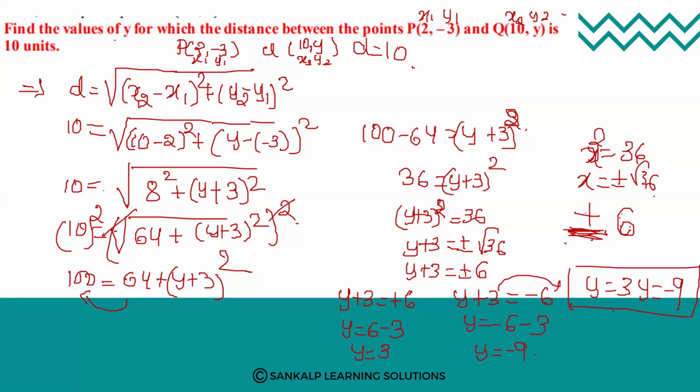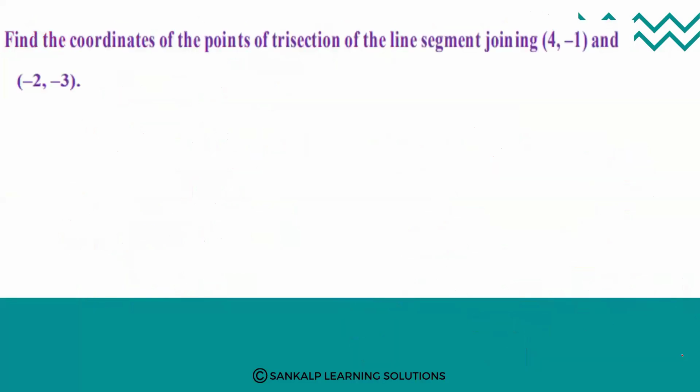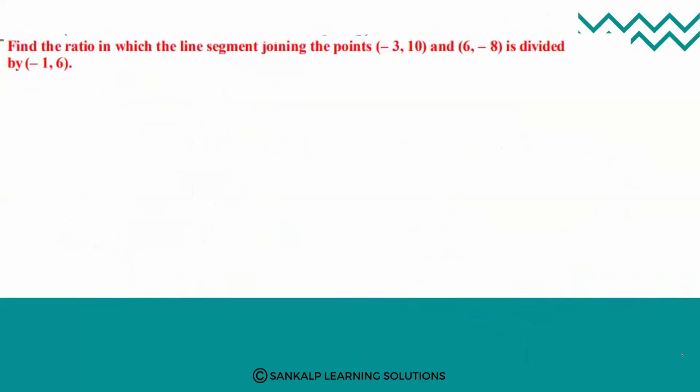Therefore, find the values of y. The question did not say the value, it says values of y. Therefore, the y values are y is equal to 3 and y is equal to minus 9. These are the values of y. Okay. So understood? Yes, beta.